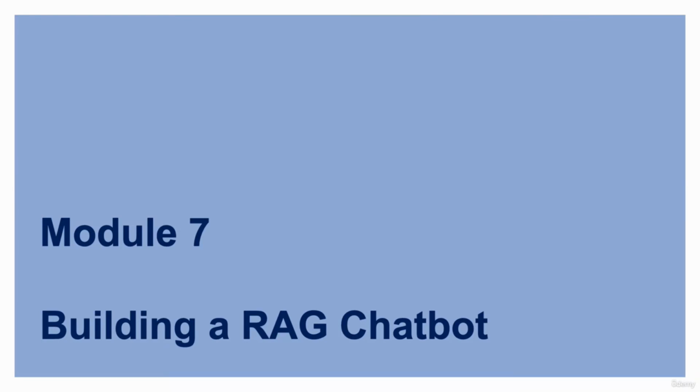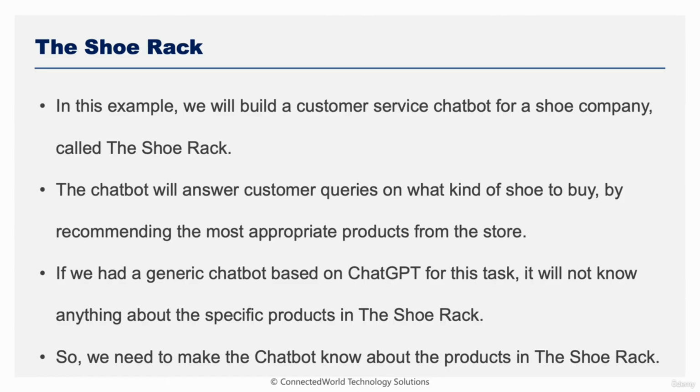Module 7. Building a RAG chatbot. Alright, let's put all the theory that we have learned so far into action and build an application which demonstrates the power of RAG. The application is called the shoe rack. In this example, we will build a customer service chatbot for a shoe company called the shoe rack. The chatbot will answer customer queries on what kind of shoe to buy by recommending the most appropriate products from the store for the customer's question.